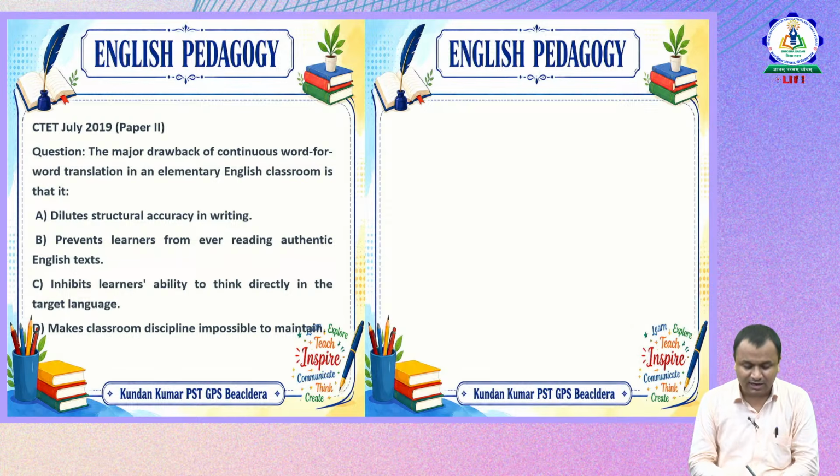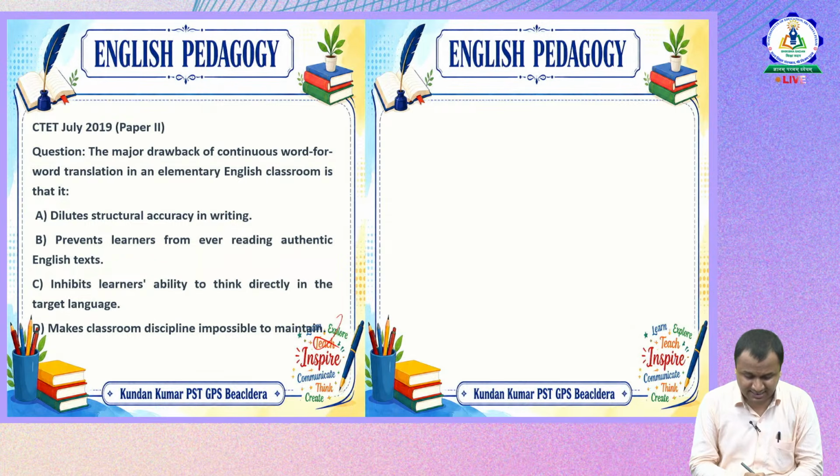It prevents learners from reading authentic English text. It inhibits learners' ability to think directly into the target language. It makes classroom discipline impossible to maintain. See, it makes classroom discipline impossible to maintain. It's the vague option, so we can eliminate it directly.